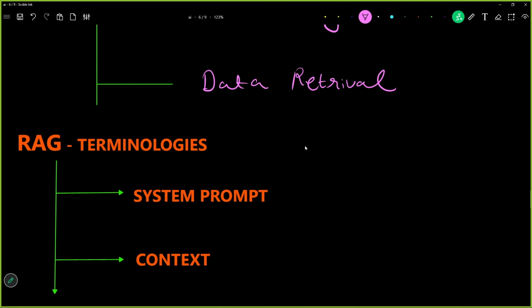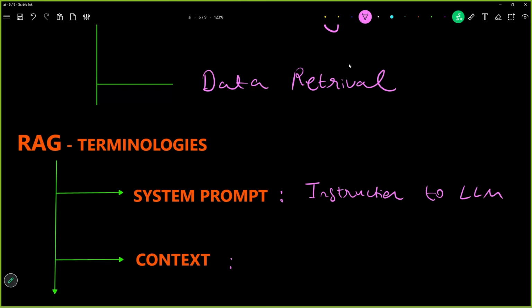Before we go ahead and understand the pipelines which I just mentioned, there are two terminologies which we have to understand. One is the context and one is the system prompt. Now system prompt is instructions which we provide to our large language model.